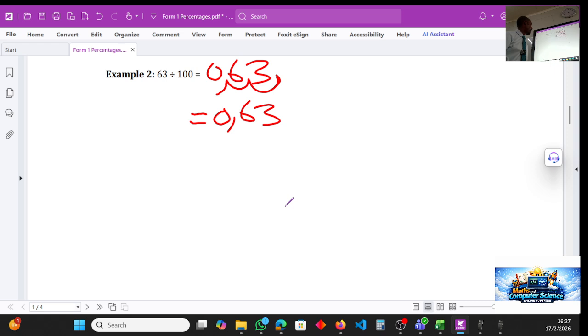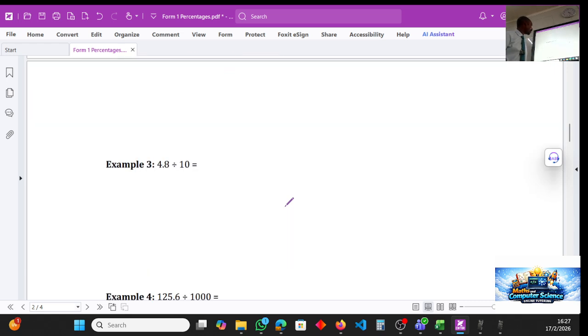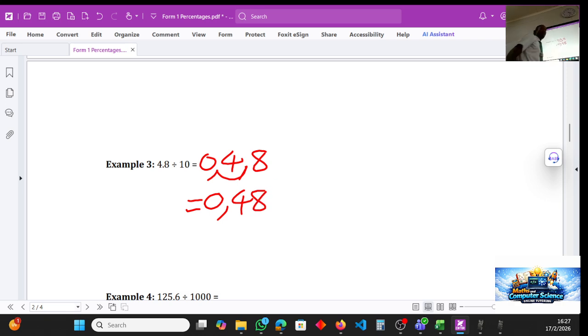We move on to the third example. I'm interested in dividing 4.8 by 10. And for this problem, at least it's clear where my comma is. But I've got 1 zero, it means I'm going to move my comma just 1 step to the left. So from here, it will be positioned there. But there's nothing before the comma, it means there'll be a 0. So in proper form, this will give us 0.48.